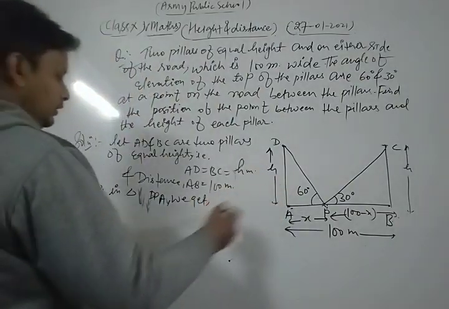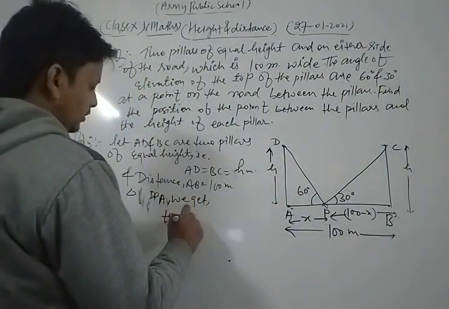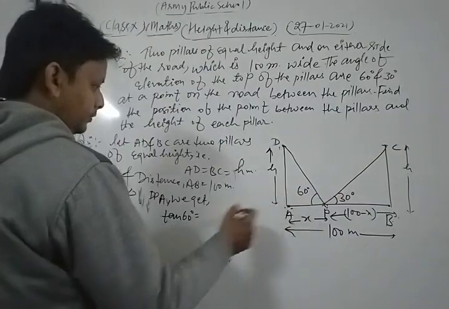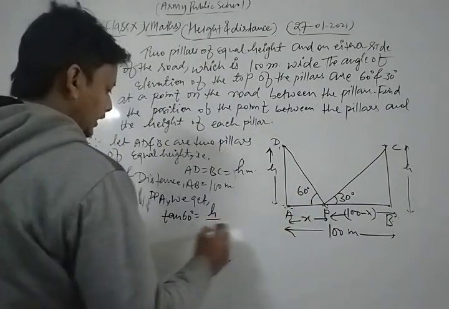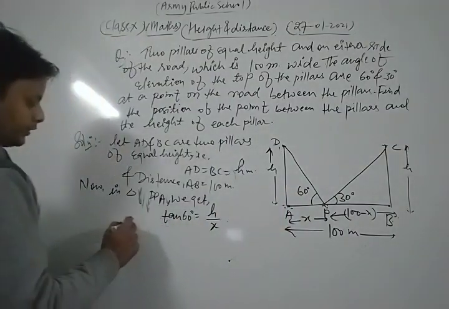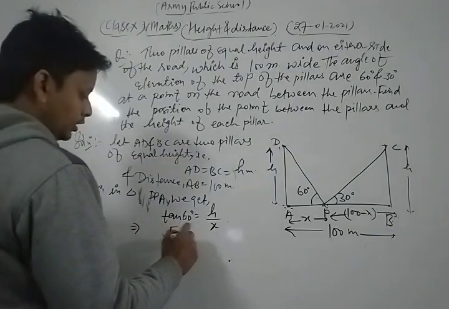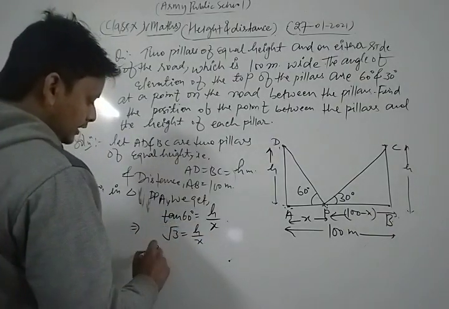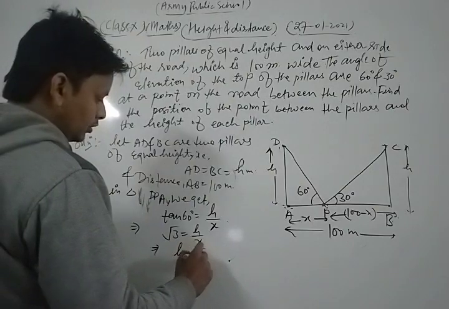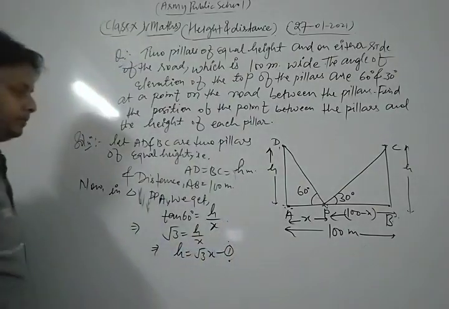So here we apply tan theta. Tan 60 means what? Perpendicular means what? H. Base is what? X. Okay. Now the value of tan 60 is √3. So here we write √3 is equal to H upon X. That is, the value of H is what? √3 into X. Take equation number 1.